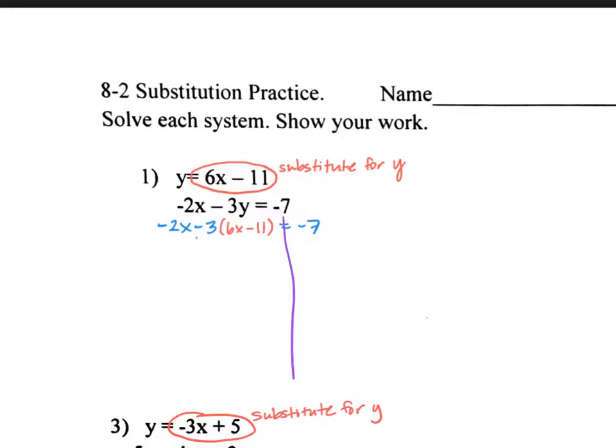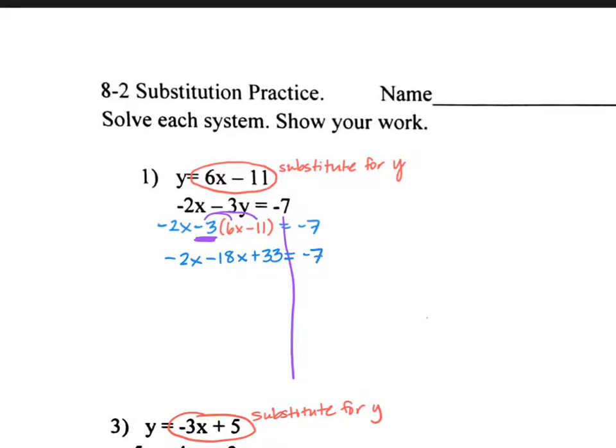What I need to do is take this negative 3 right here, and we have to distribute inside, distributive property. Negative 3 times the 6x and negative 3 times negative 11. There's lots of mistakes here because of that minus sign in front of the 3. But we're supposed to get minus 18x and then plus 33, because it's like saying negative 3 times negative 11. You can see right here, negative 3 and negative 11. And that gives us a positive 33.